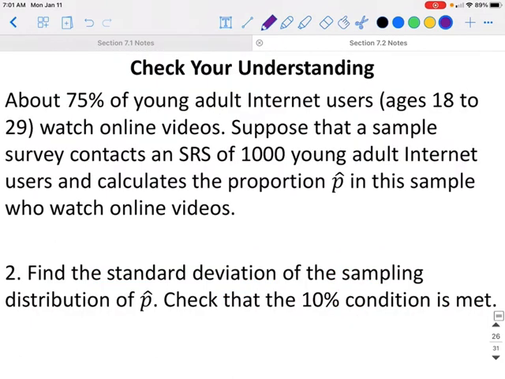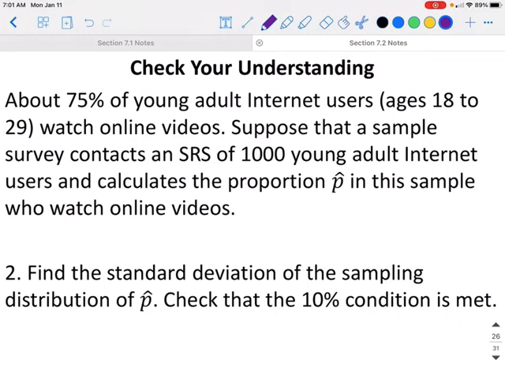Find the standard deviation of the sampling distribution of p hat and check that the 10% condition is met. So if we take a simple random sample of 1,000 young adults, if we multiply that by 10, our population would have to at least be 10,000 young adults in the United States. We know that there are much more than 10,000 young adults ages 18 to 29 in the United States, so the 10% condition is met because this 1,000 young adults is definitely less than 10% of the entire population. Since it is less than the 10% rule, we can go ahead and find the standard deviation.